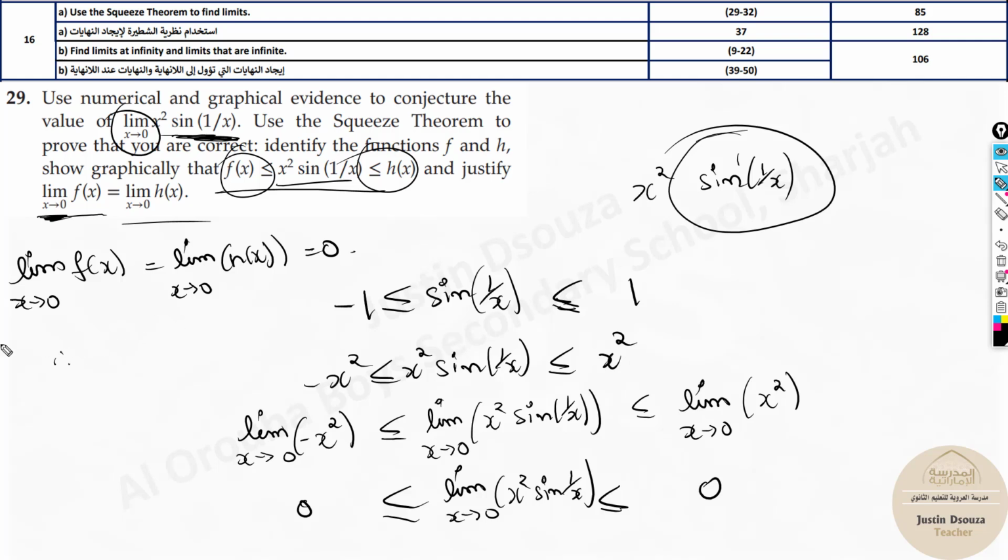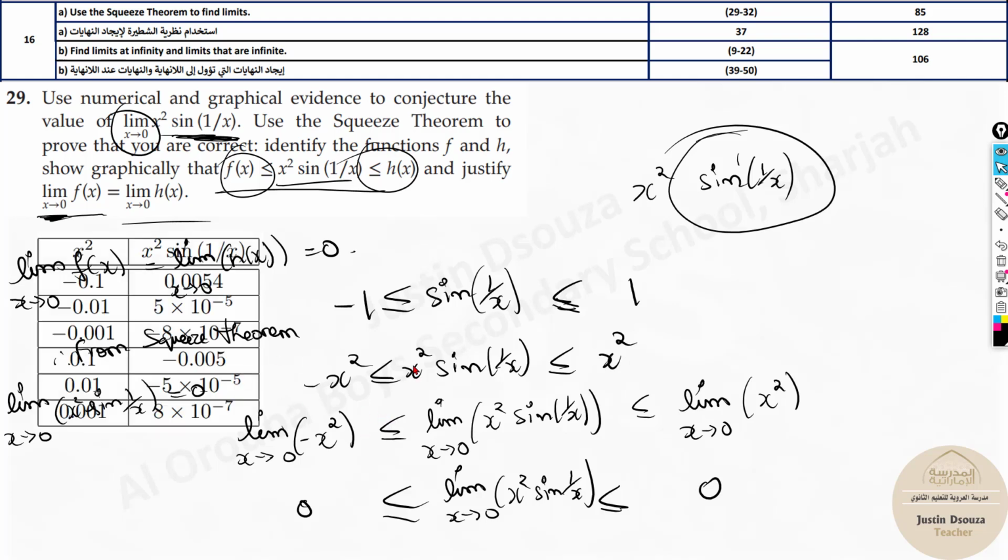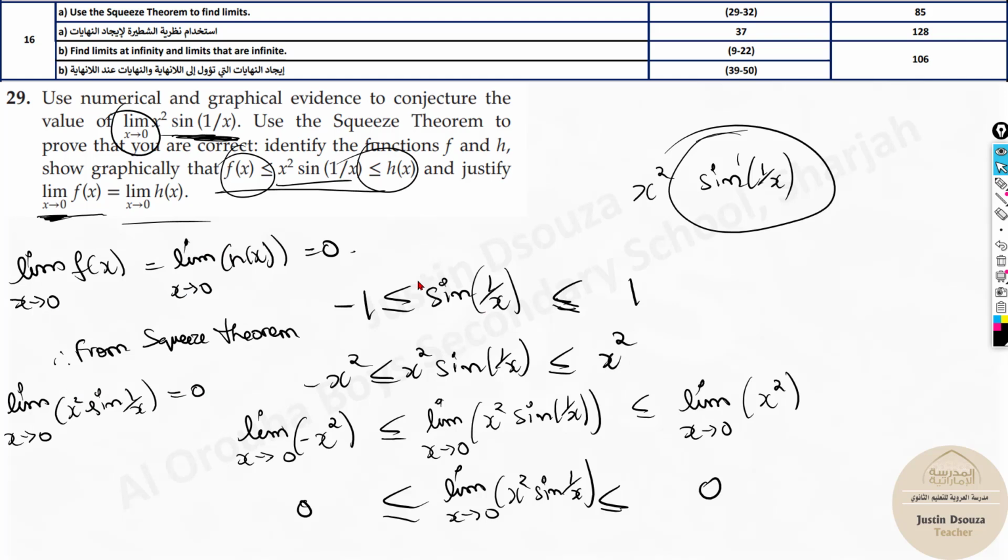Therefore, from the squeeze theorem, what you do is limit as x tends to 0 of x square sine 1 by x will be equal to 0. So this is enough, I believe. This is basically the squeeze theorem. Now personally, if I was correcting, if I had seen this, I would give you full marks because that's the answer. Now let's look into the numerical method. This is the formula method. This is technically what really is the squeeze theorem.